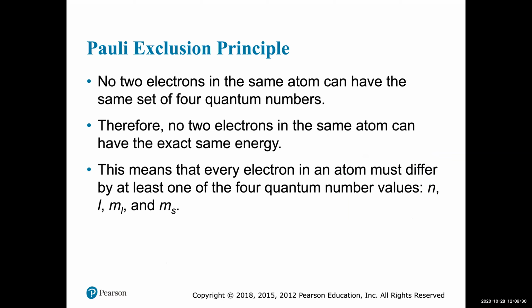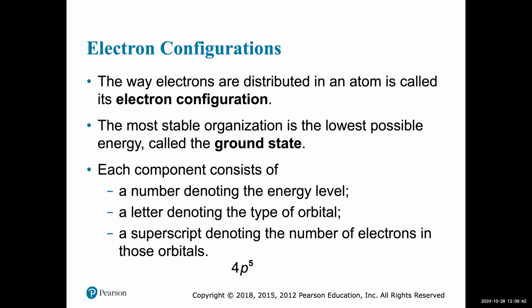Pauli exclusion principle, remember that no 2 electrons in the same atom can have the same set of 4 quantum numbers. That means that no 2 electrons in the same atom can have the exact same energy. And this leads us to electron configuration. This tells us how the electrons are distributed throughout those different orbitals. And the lowest energy one is the most stable, and that is called the ground state.